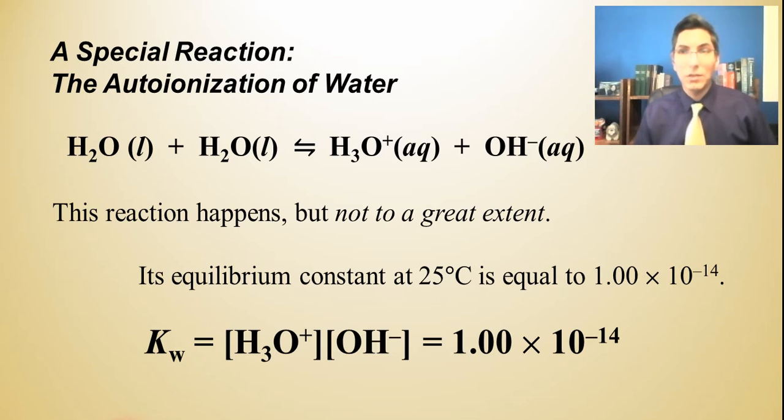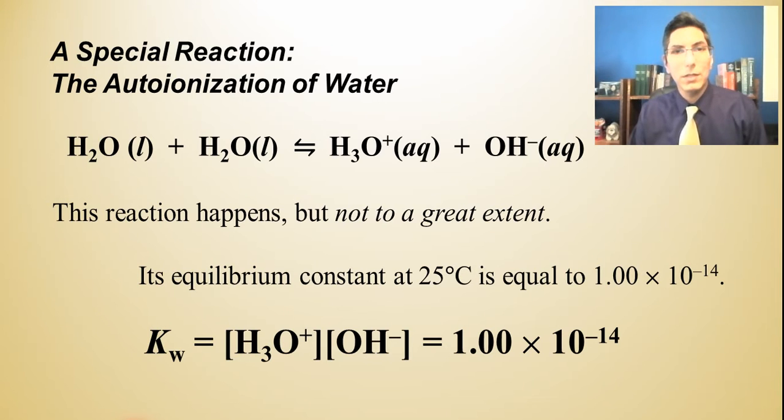So as you can see, we're starting to expand our alphabet of equilibrium constants. We had Kc, we had Kp, we had Ksp earlier in this course. Well, now we have Kw, and we'll add a couple more equilibrium constants to our alphabet here in a couple of lessons.